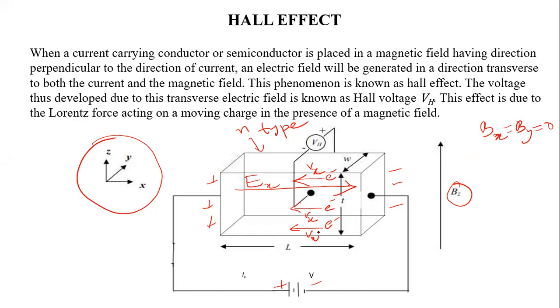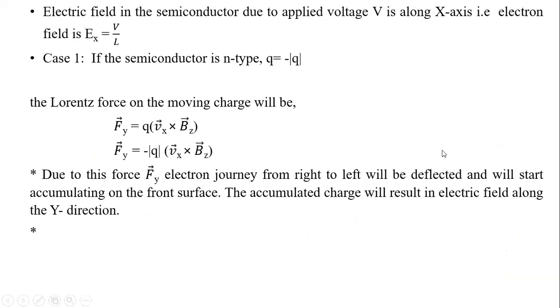If they start moving along this direction, and under the action of this magnetic field, we know that there is a Lorentz force. So the Lorentz force acting on this moving charge will be the charge Q into Vx cross Bz, right? Because of the electronic charge, Q is taken as minus of mod of Q. So this is how we are going to do it, right?